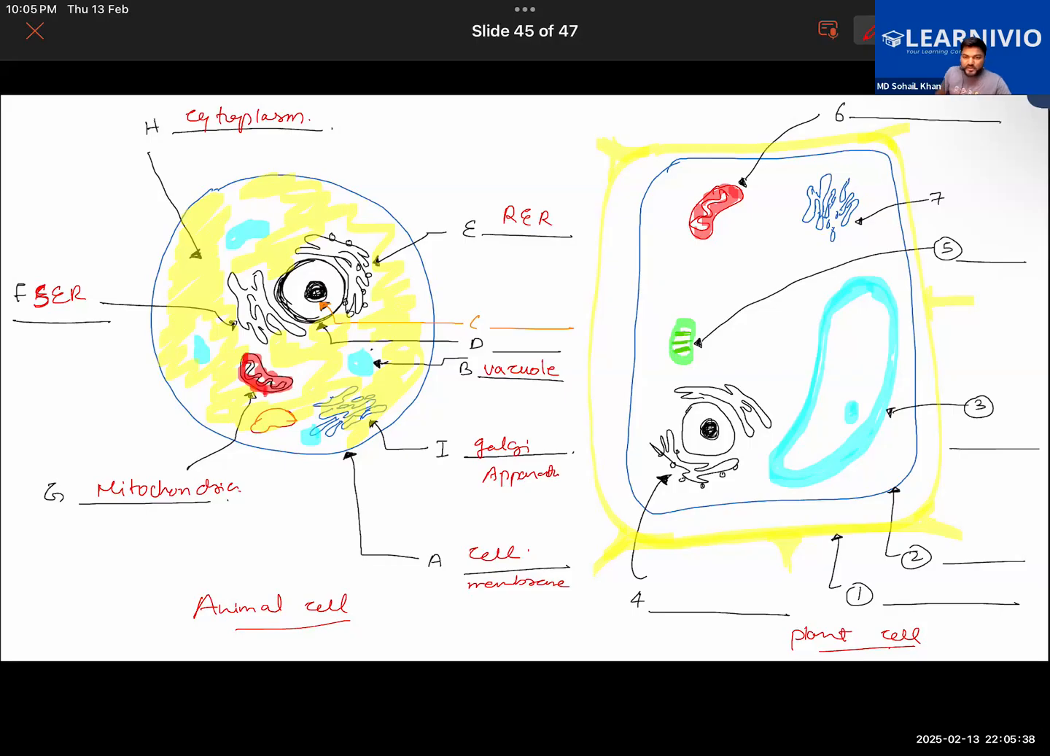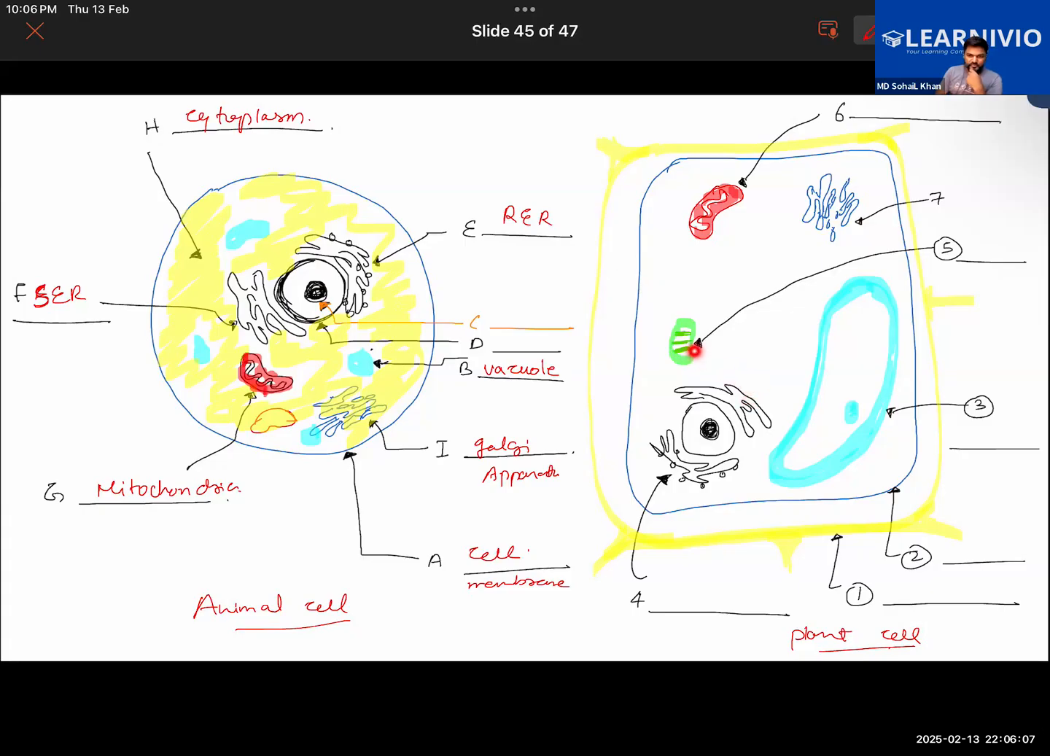Now for this one, what you have answered, Ramesh, the first one you have answered cell wall, then cell membrane, good. Third, good. Fourth one you have answered yes. The fifth one you have answered cytoplasm. How is it cytoplasm? I got confused between cytoplasm and chloroplast. Oh, okay. That's a chloroplast.